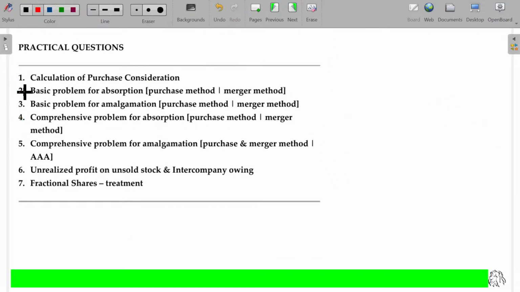And practical problems may be expected on purchase, calculation of purchase consideration, absorption related, amalgamation related, some basic and advanced sums, along with the purchase method and merger method, handling the unrealized profit and fractional shares and all. So we have completed all the aspects. Is that clear? Any doubts? Okay.